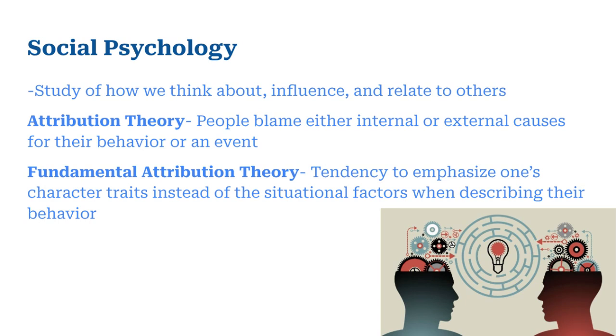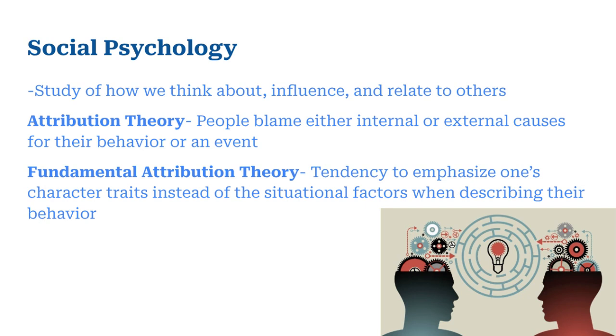The attribution theory is that people blame either internal or external causes for their behavior or an event. An example of this would be if you do bad on a test and you start blaming the test questions, saying they were really hard, which would be external causes, instead of your decision to not study, which would be an internal cause.